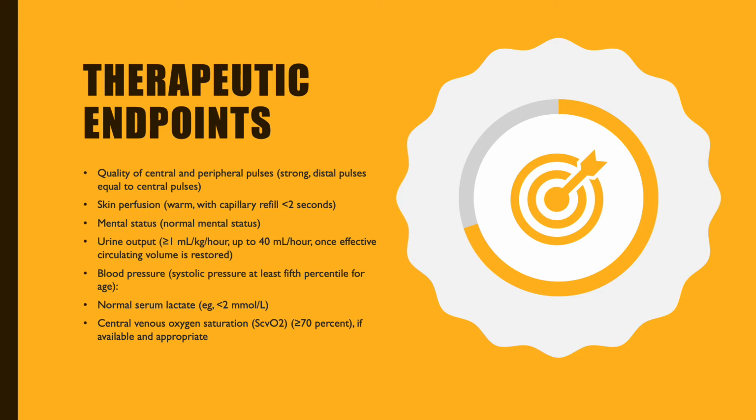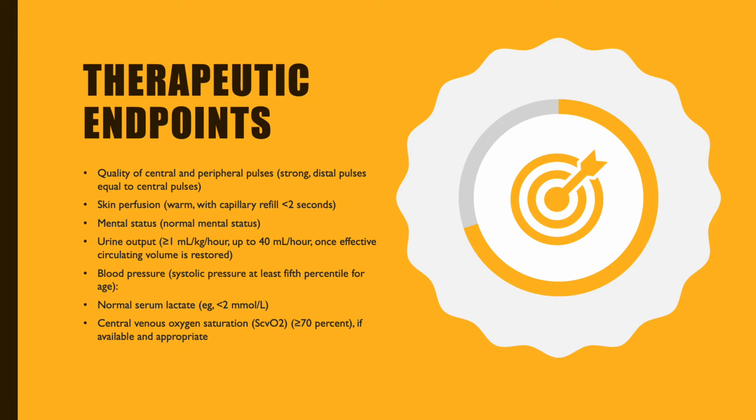If we have blood gases available, which might not be in some peripheries, or rather peripheral hospitals, we can have a look at the serum lactate. We are aiming ideally for a serum lactate of less than 2. Lastly, if we have central venous access available, we can then look at their central venous oxygenation, which we're aiming for it to be above 70%.